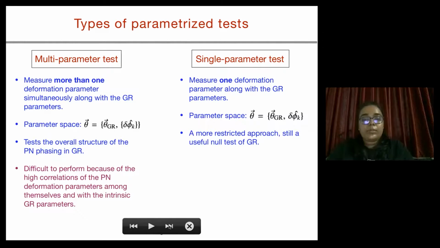But this turned out to be really difficult because the PN coefficients are highly correlated among each other, as well as with the intrinsic parameters of the system. So what people do is they resort to a single parameter test, where they vary one of the deformation parameters and keep the rest of them fixed to the GR value. This is a rather restricted approach, but it turns out to be useful under certain assumptions, and is what is routinely followed by LVK.